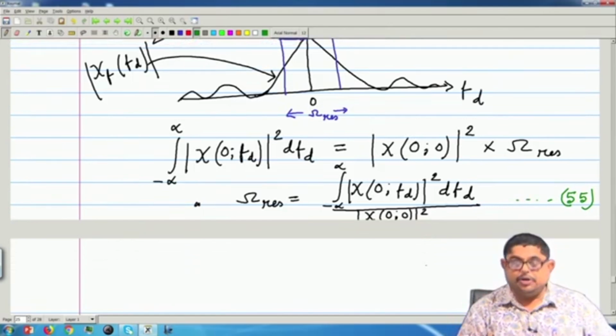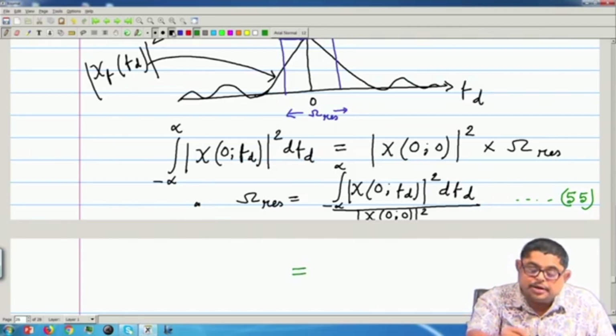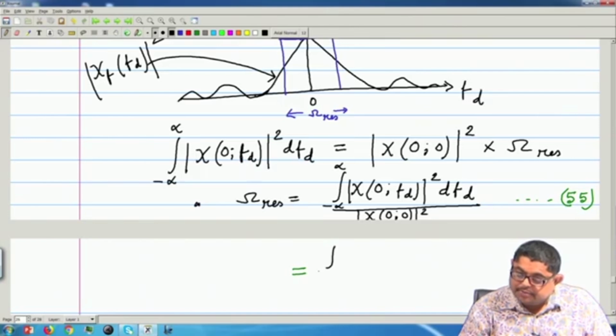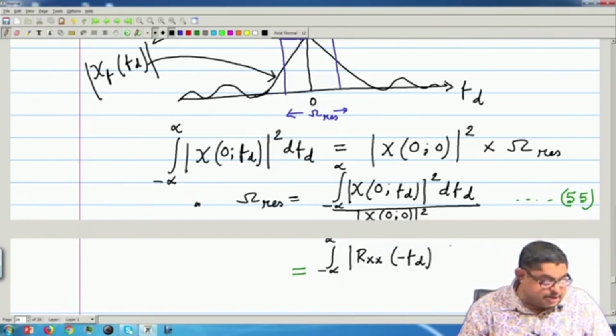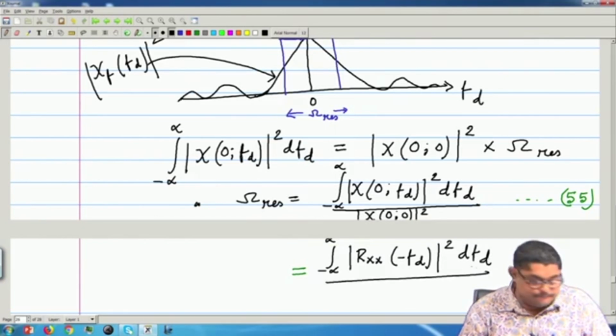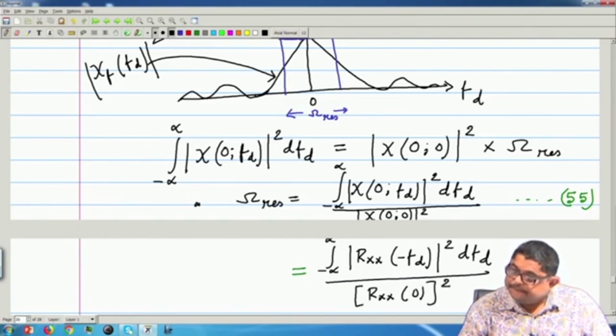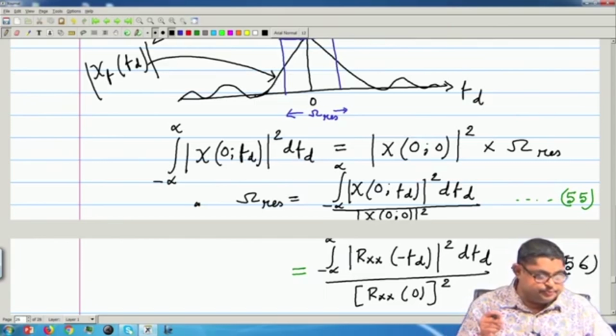Because the ambiguity function may not be always known to other people, we should write it in terms of autocorrelation, that is, minus infinity to infinity of r x6, and remember that in the case of Doppler it is minus FD that we have derived earlier. So, this we can call equation 56.